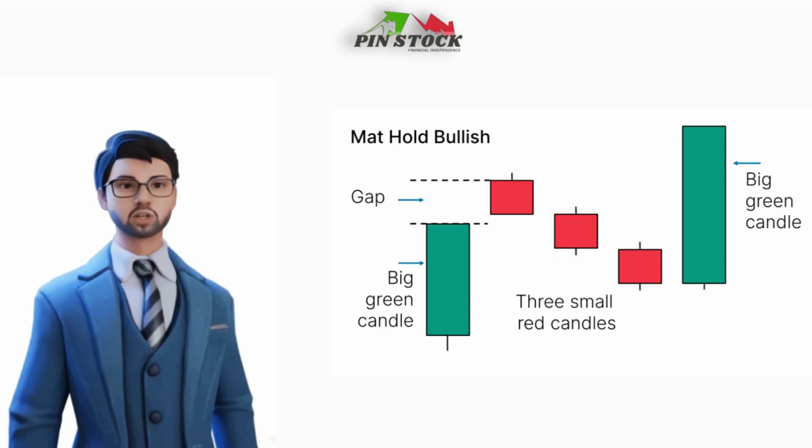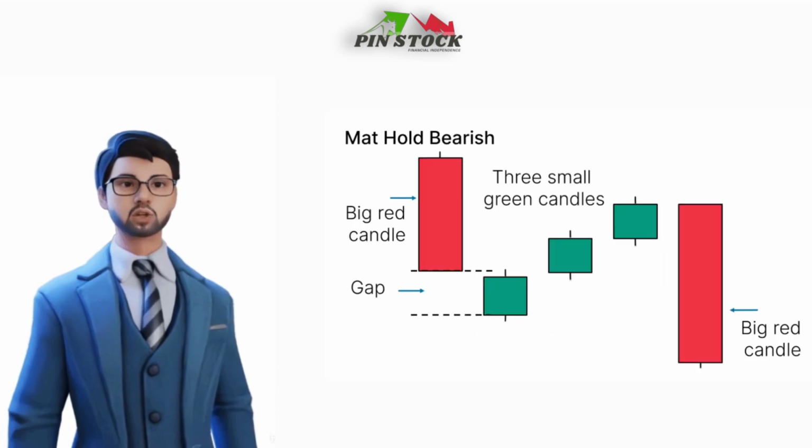Lastly, we arrive at the mat hold. This is a series of candles with a common opening or closing price. It's a strong continuation pattern that tells you a powerful trend is in play and the market is holding its ground. When the mat hold appears on your chart, trust the trend. This pattern indicates that momentum is sustained.